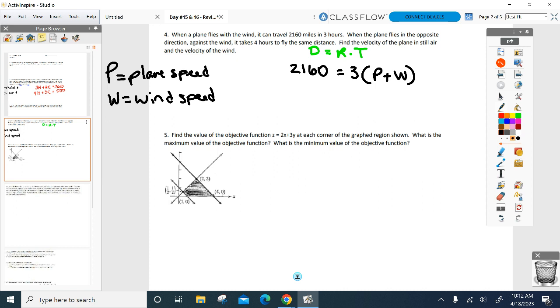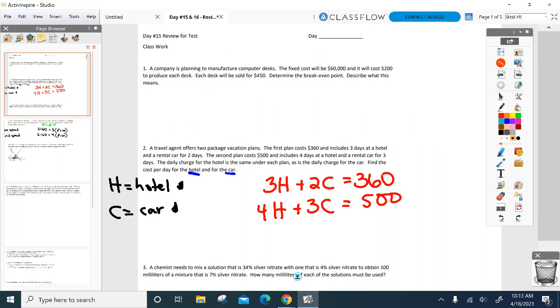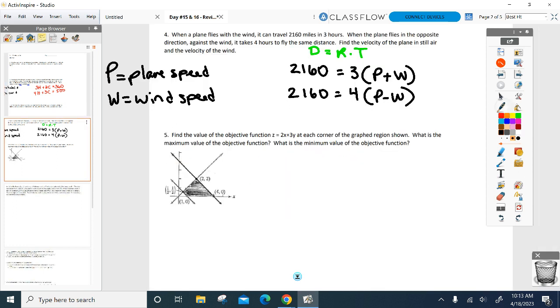Now go against it. Same distance, 2160. But now when I go against it, you subtract them. And that's going to take me 4 hours now. Before I move on, let's just a reminder on how you want to solve these. Can you distribute the 3 and the 4? Yep, you can. And then you get an equation like number 2 to solve. Fine. The way I showed you, because I think you guys could have handled it, is get rid of the 3 and the 4. Divide them out first, because, take a look, if you divide out the 3 and the 4, W's are going to cancel.